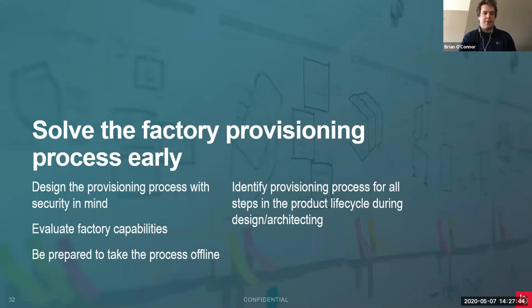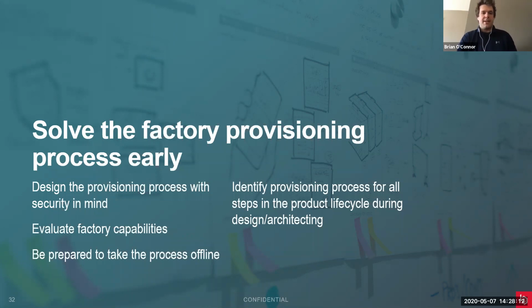So identify those early, so that you're not kicking that can down the road and waiting until your production line is set up to solve those problems. Be prepared to take the process offline. What we found is that a lot of factories do experience outages, whether that's in the United States or elsewhere. So make sure that you are able to react to that issue arising, or be prepared for that from the beginning.